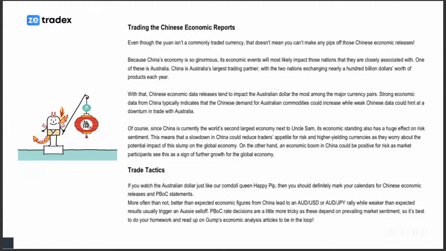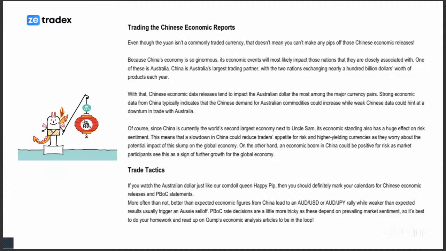Now, very importantly, since China is currently the world's second largest economy next to Uncle Sam, the United States, of course, its economic standing also has a huge effect on risk sentiment. This means that a slowdown in China could reduce traders' appetite for risk in higher yielding currencies, as they worry about the potential impact of this slump on the global economy. On the other hand, an economic boom in China could be positive for risk, as market participants see this as a sign of further growth for the global economy.